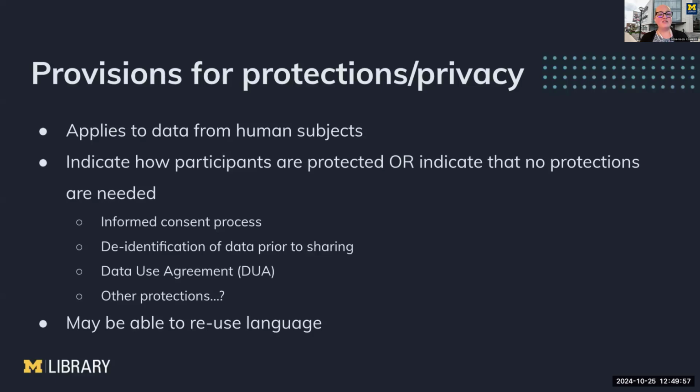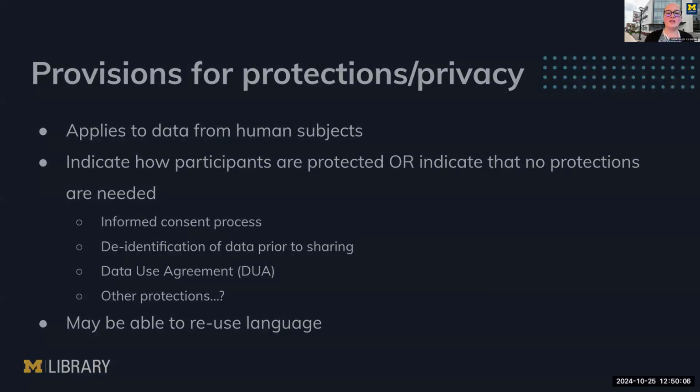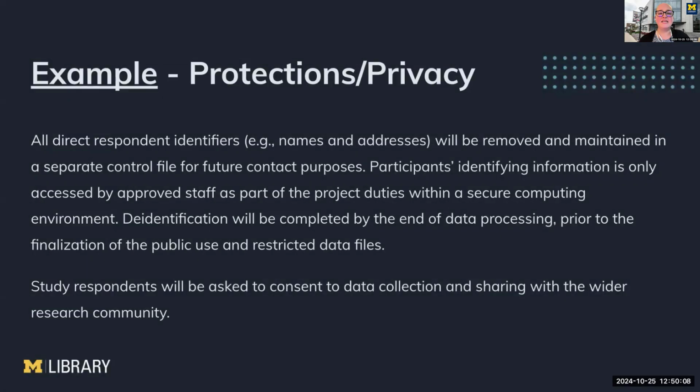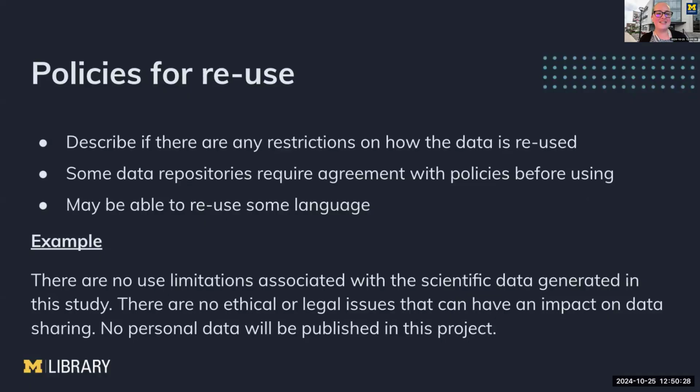You may be able to reuse language here from other sources since these types of provisions are often applicable across studies that work with human subjects data. In this example, you can see that they're stating that identifiers will be removed, and they also note that there will be an informed consent process where study participants agree to sharing their data with the wider research community. And again, I'm going fairly quickly through these slides because I know we don't have a ton of time left. So I encourage you to come back and revisit the slides. I'll share the link again at the end.